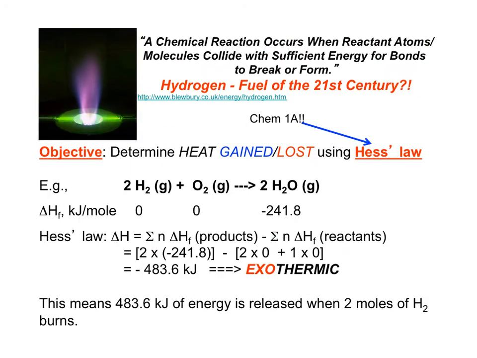Hess's law is used to calculate the change in enthalpy, or delta H, for a reaction, which tells us whether a reaction is exothermic or endothermic. Remember, there are tables of standard enthalpies of formation that we can look up to calculate delta H of the reaction. Stop the video and review this calculation of Hess's law.